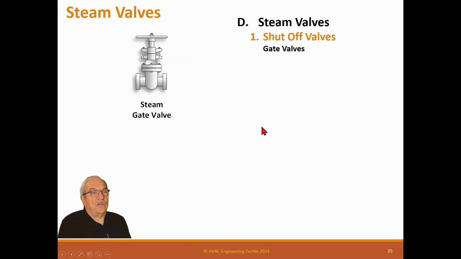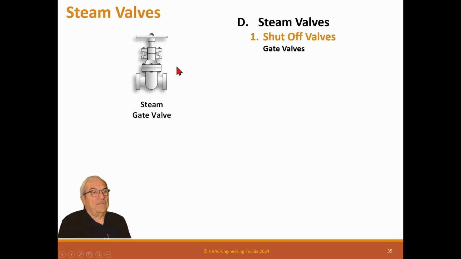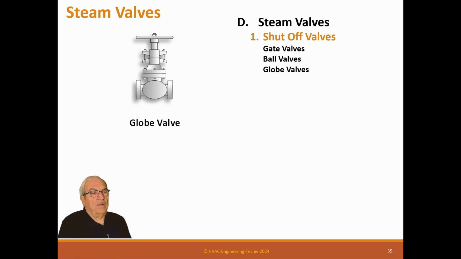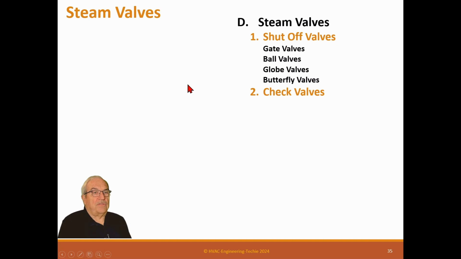Steam valves, shutoff valves. So we have shutoff valves, gate valves, ball valves. Gate valves are normally used for really large valves. And then we have ball valves for the smaller ones. And these all need to be rated for steam, temperature, and pressure. Globe valves are used for controlling steam if you need to. Butterfly valves for very large and can be used on steam as long as they're rated for steam.